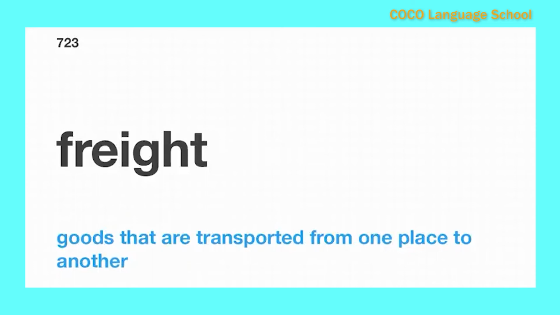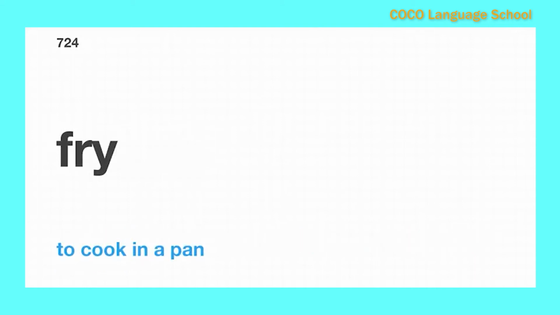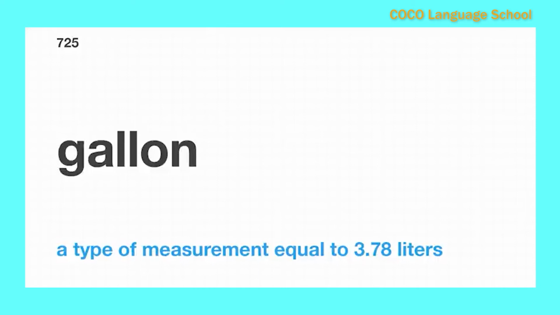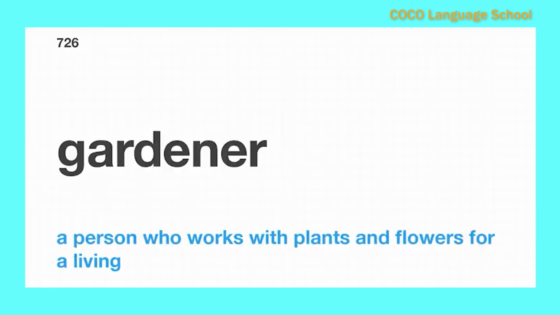Goods that are transported from one place to another. Freight. To cook in a pan. Fry. A type of measurement equal to 3.78 liters. Gallon. A person who works with plants and flowers for a living. Gardener.